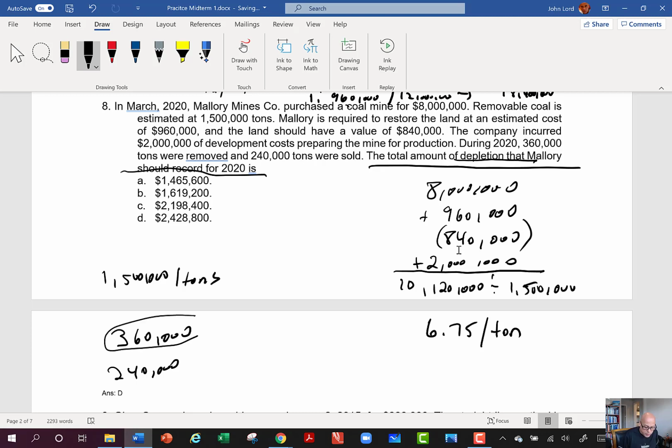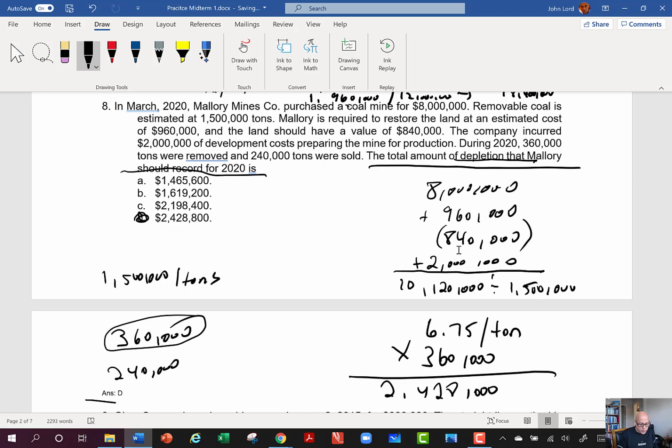Okay, now this asks the total amount of depletion. Well, the total amount of depletion is based on what I actually took out. So since I took out the 360,000 tons times the 6.75, that gives me 2,430,000, okay, as the correct answer to this question. Now, you say, well, why did they tell me the 240,000 tons were sold?